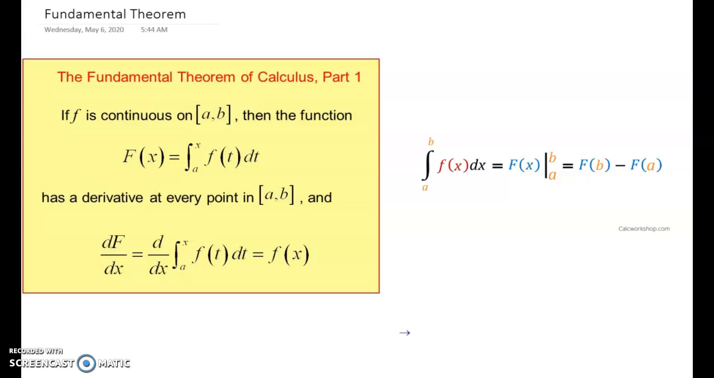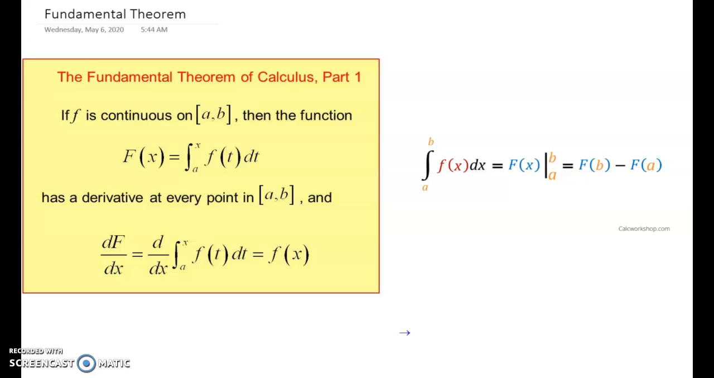That's a huge idea because it seems like area and slope are not related in that way, but it turns out that they are. And then the other part of the fundamental theorem is the part that we really use to evaluate integrals. It's the part that says if you want to evaluate an integral of a function from a to b, then you find the antiderivative and you plug in b and a and you subtract those two values. So that's the fundamental theorem of calculus.